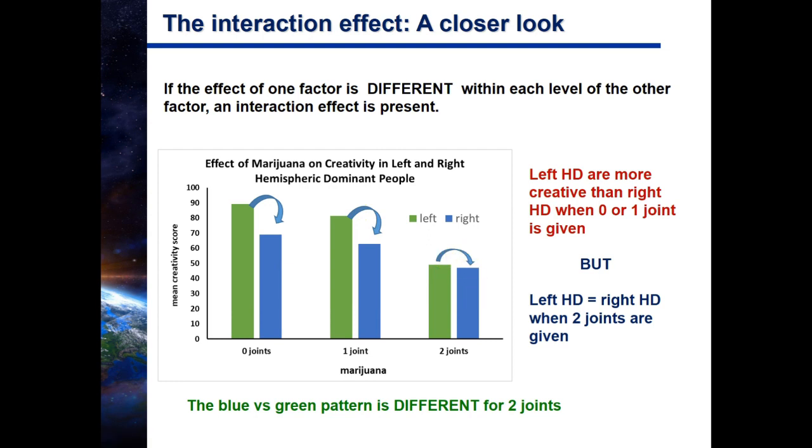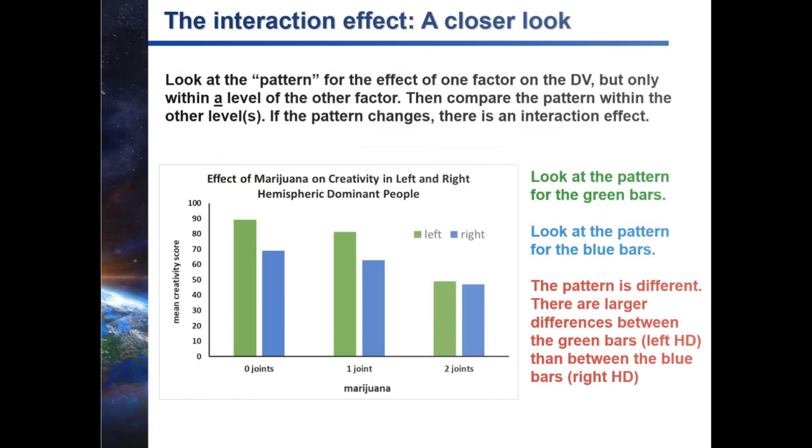If that were true, there would be no interaction. Now remember from the lab that there is another way of looking at an interaction effect. Here we were asking what effect hemispheric dominance is having separately for each level of marijuana, but we could change that around and say, well, what effect is marijuana having separately for each level of hemispheric dominance? So let's look at that.